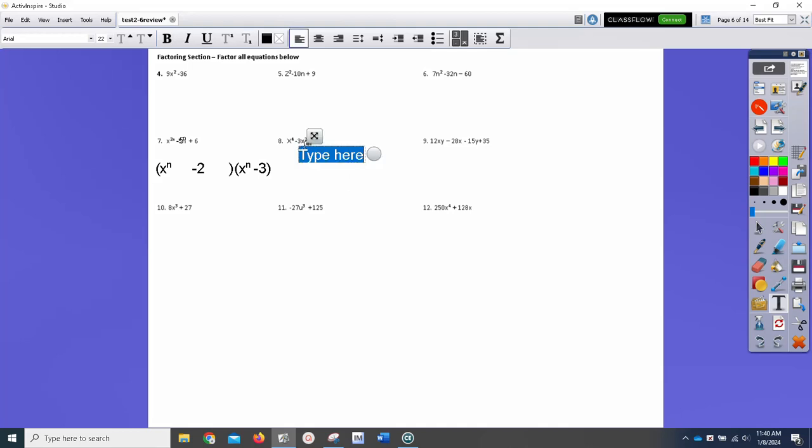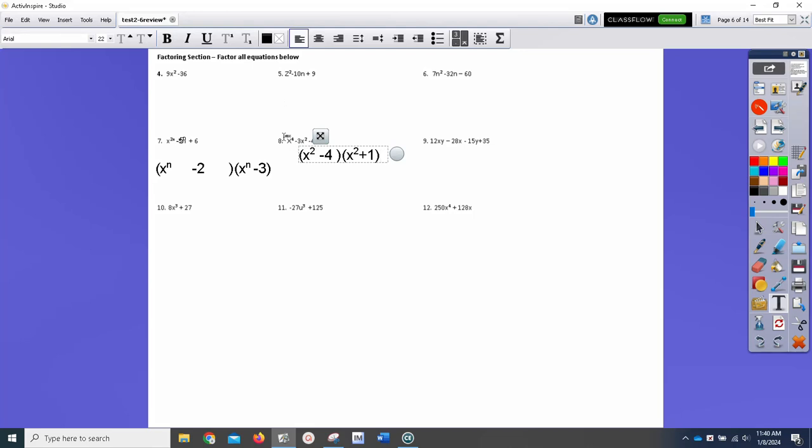8 is x to the 4th. You should be aware of by now that it takes an x squared and an x squared to make x to the 4th. Lord help you if you're not. And I want factors of negative 4 that add to negative 3. That's going to be a minus 4 and a plus 1. And here's the thing about this one. It's not done. This is factoring. You don't stop factoring until you're done.